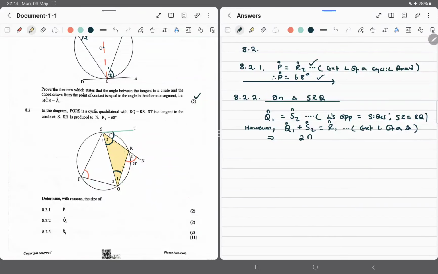We can say 2 angle Q1 is equal to R1, which is 68 degrees. Okay, therefore we divide by 2. We can see that our angle Q1 is going to be 68 degrees divided by 2, which is going to be 34 degrees.